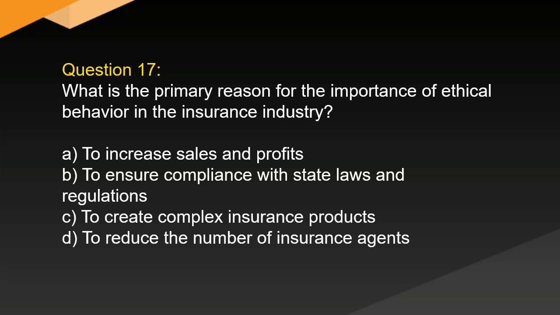Question 17. What is the primary reason for the importance of ethical behavior in the insurance industry? A. To increase sales and profits. B. To ensure compliance with state laws and regulations. C. To create complex insurance products. D. To reduce the number of insurance agents.